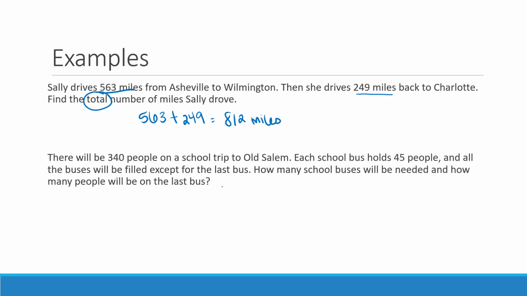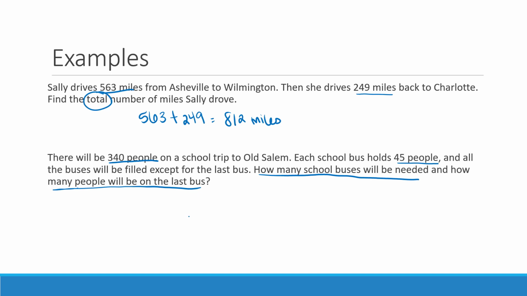Now, this one is one, hint, hint, nod, nod, make sure you really pay attention to, because I've seen this problem multiple times on tier tests. There will be 340 people on a school trip to Old Salem. Each school bus holds 45 people, and all the buses are going to be filled except for the very last bus. How many school buses will be needed, and how many people will be on the last bus? So there's two questions here. How many buses are going to be needed, and then how many people are going to be on this last bus?